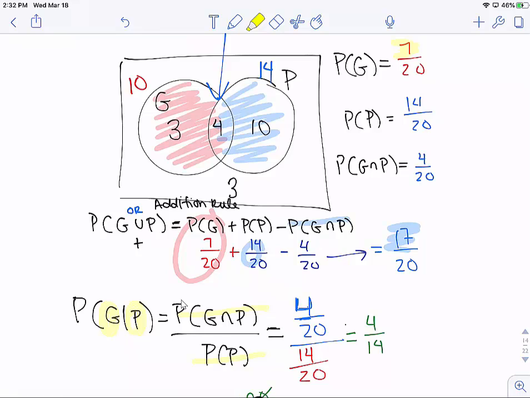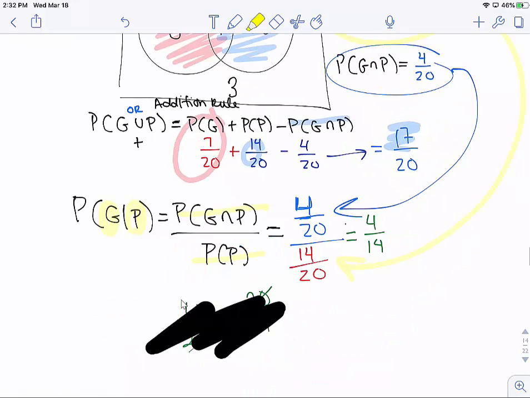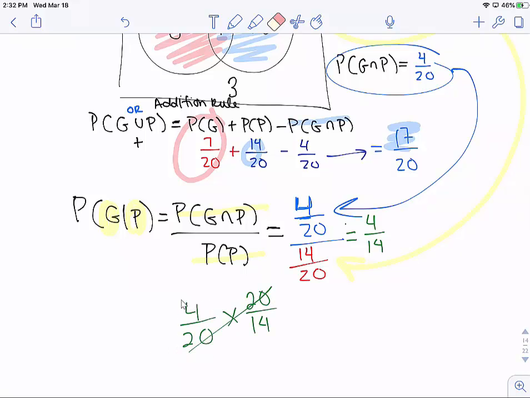Well, garage and pool we already said was 4 out of 20, so that's where that came from. And the chance that they have a pool all by themselves, excuse me, I did that wrong. Garage and pool is 4 out of 20. And the chance that they have a pool total is 14 out of 20. And we know when we divide fractions, we just multiply by the reciprocal, which gets rid of the 20, and that is 4 out of 14.